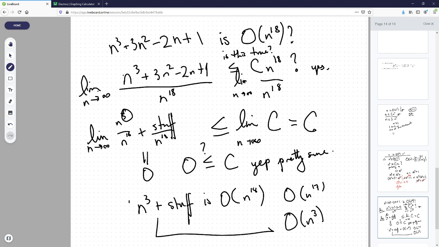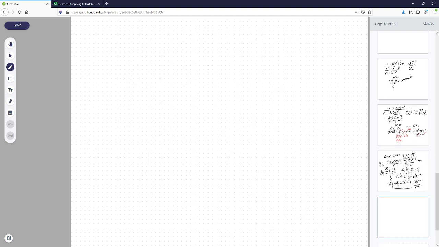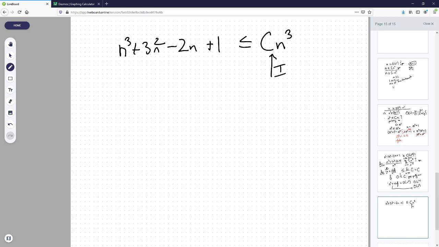So this one might require a little bit more work. So let's work on that problem. Is it big O of n cubed? And so let's work on the mathematics behind that. So what was it again? It was n cubed plus 3n squared minus 2n plus 1. And so we want to bound this by less than c times n cubed, where, again, remember that we get to invent c.